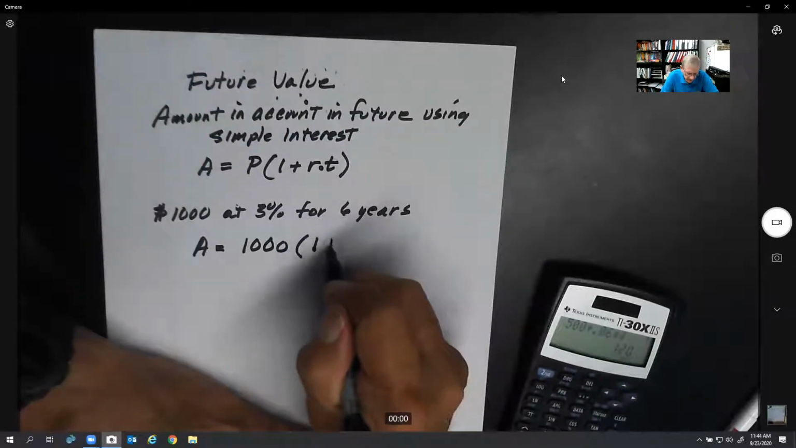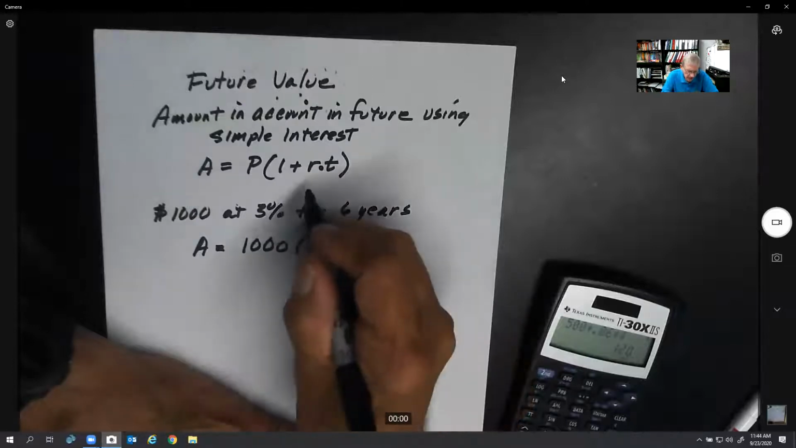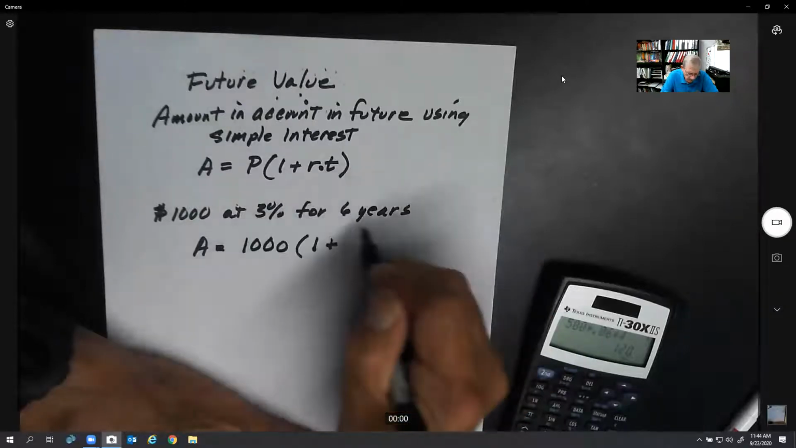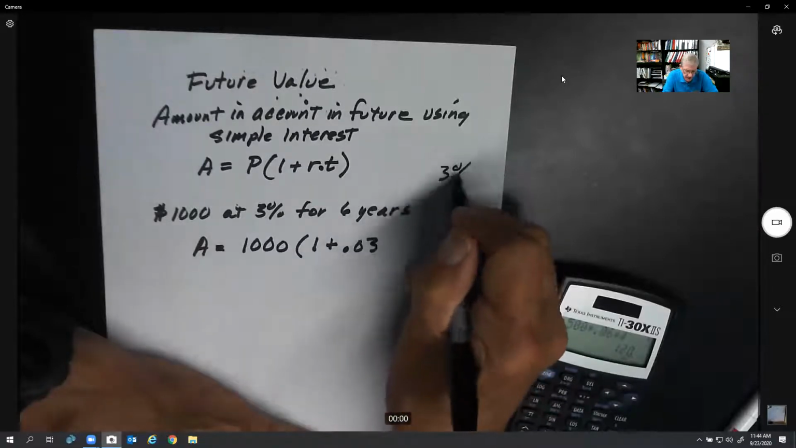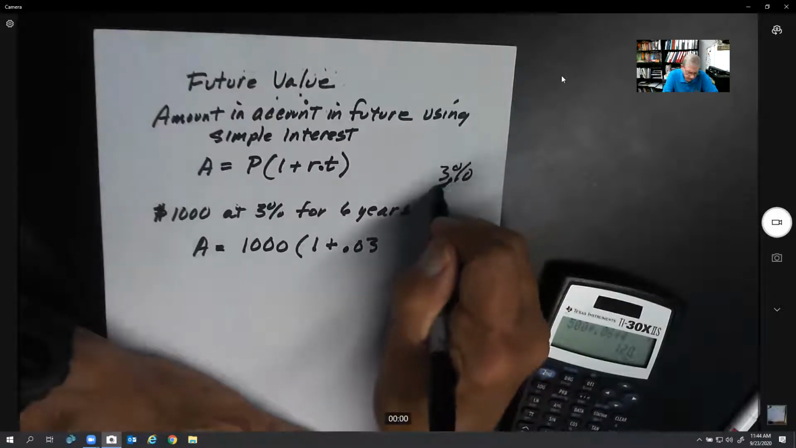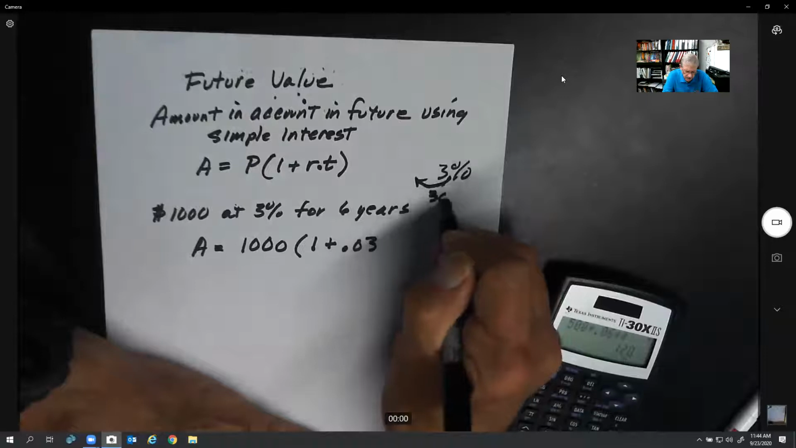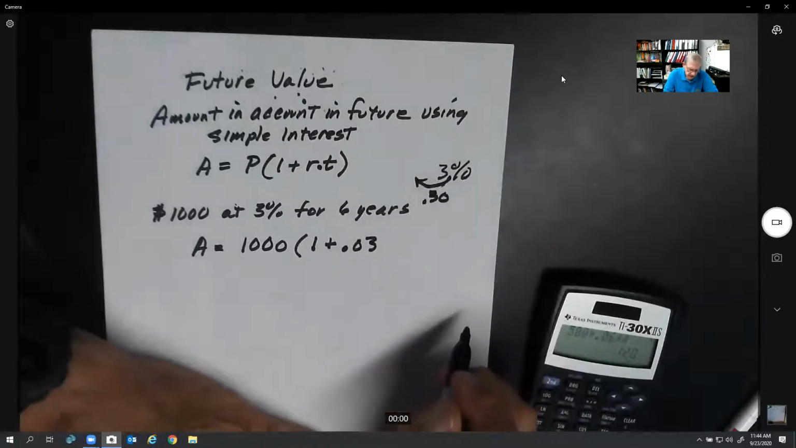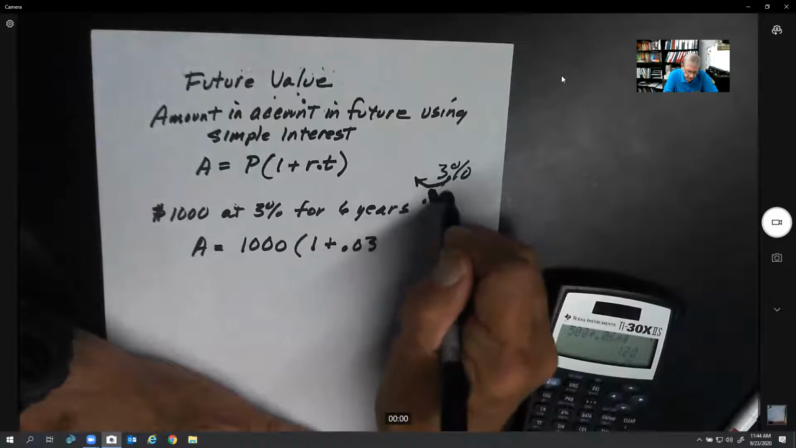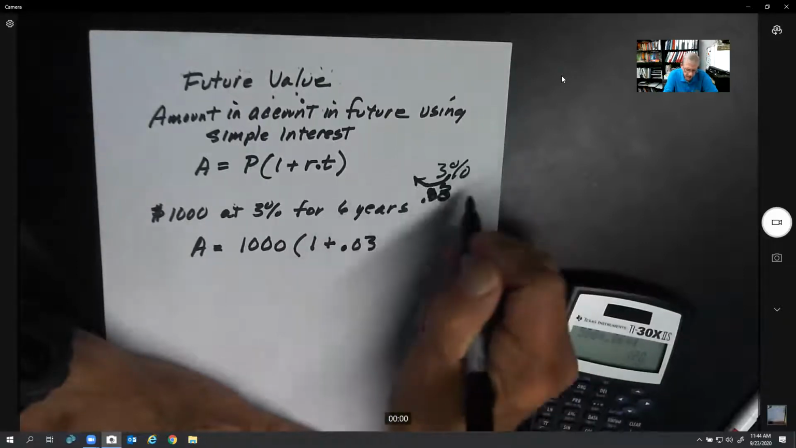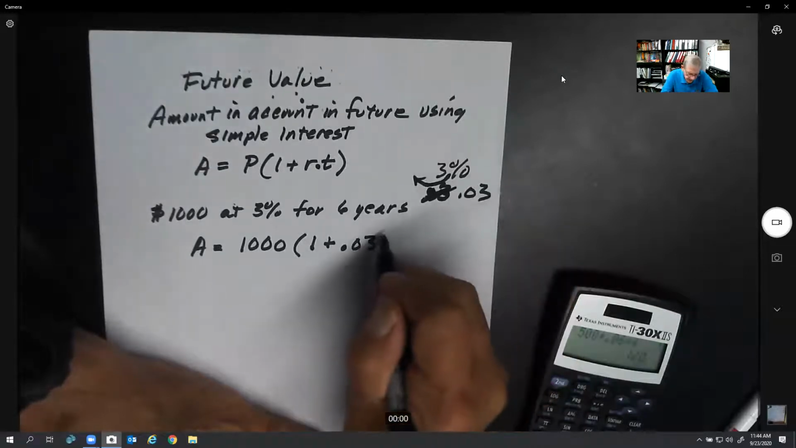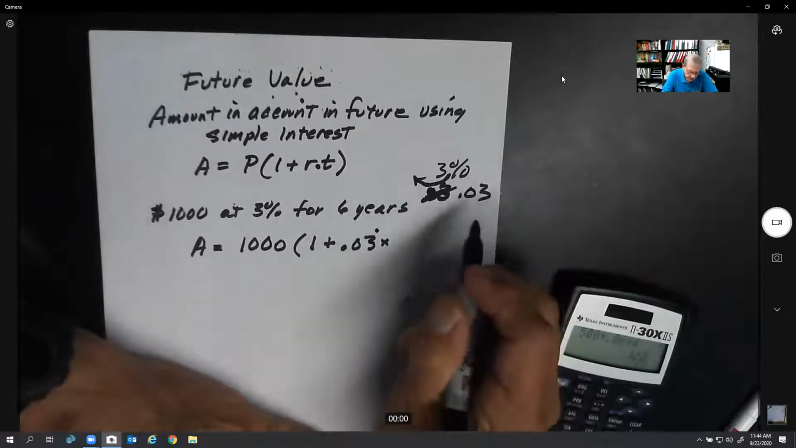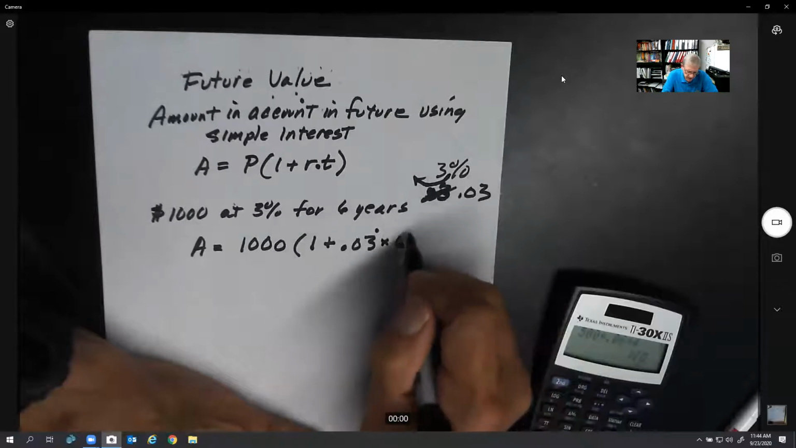Plus the rate of interest, 3%, but we aren't going to use 3%. We're going to use 0.03. You move the decimal point 2 places over; you don't want to make it 30. It's 0.03. And then times the time, which was 6 years.